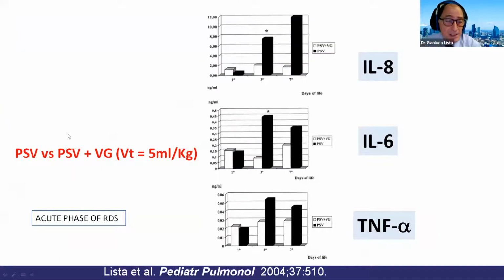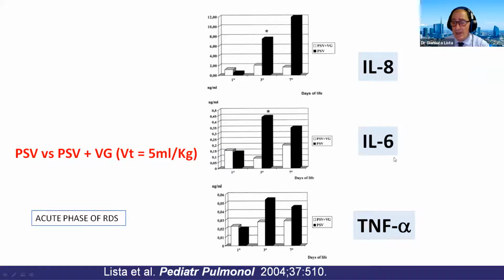In my unit, some years ago, we published this paper in which we compared pressure support ventilation versus pressure support ventilation plus volume guarantee with a tidal volume set at 5 in preterm infants with RDS. We collected the tracheoaspirated fluids by bronchial lavage, and we measured the concentration of the cytokines. And we demonstrated that in babies ventilated without volume guarantee, there was a statistically significant increase of the cytokines in the tracheoaspirated fluids.